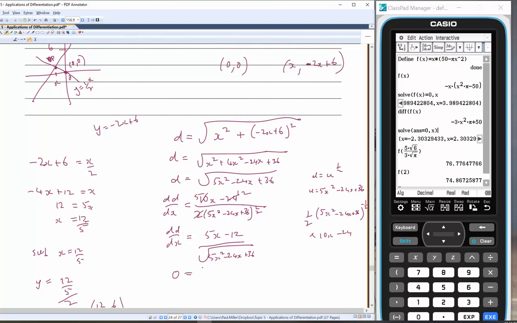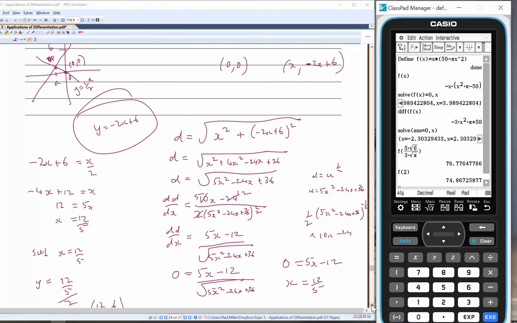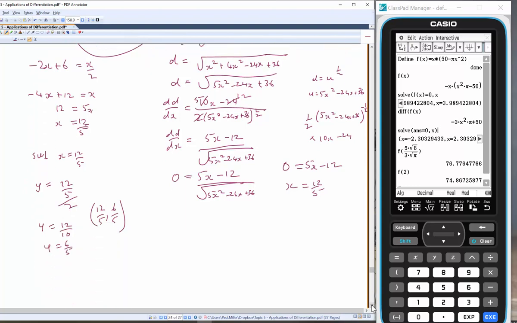Now, the minimum occurs when that's equal to 0. 5x take away 12 over 5x squared take away 24x plus 36. Right, so that gets knocked out. 0 equals 5x take away 12, x equals 12 on 5, and then I'm going to sub that into this one here, because I kind of don't know the second function. This is presuming I don't know that it occurs at a line perpendicular. So sub it into that one there.